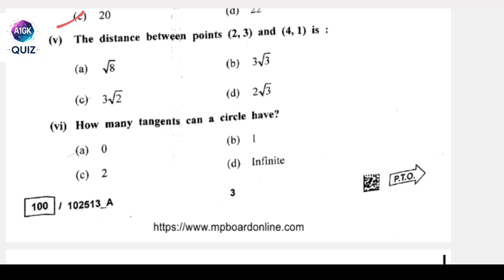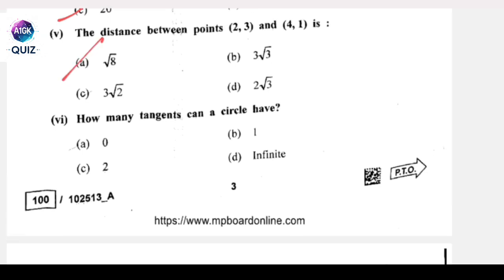The distance between the points (2, 3) and (4, 1) is... here we recognize that the distance formula is root over (x2 minus x1) whole square plus (y2 minus y1) whole square. On putting these values, we shall get the answer 2 root 2, that is root 8.